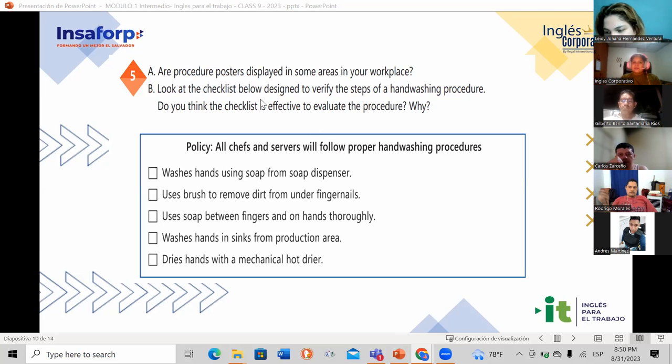Okay, good. Otherwise, the word warning. So it means like, the meaning of that word is like be careful, right? Don't do it. Okay.